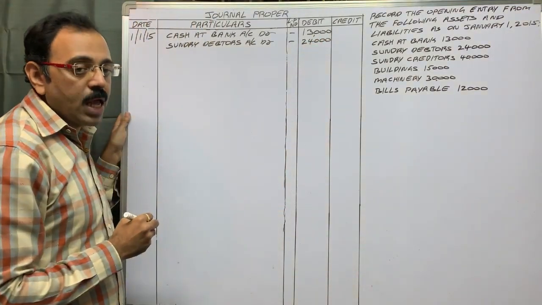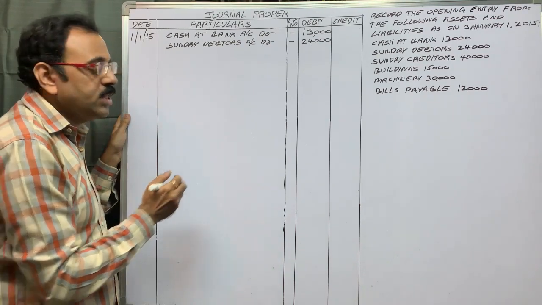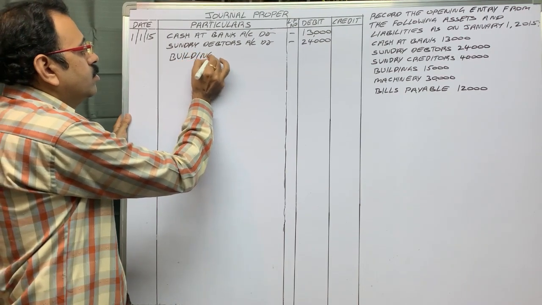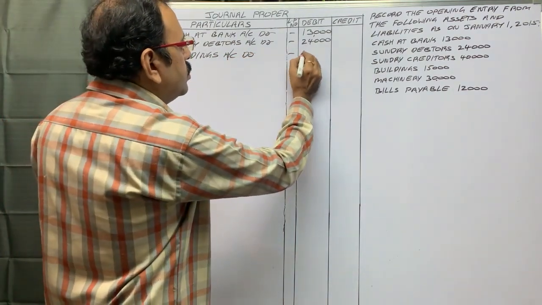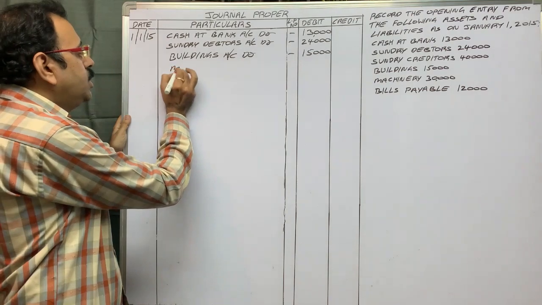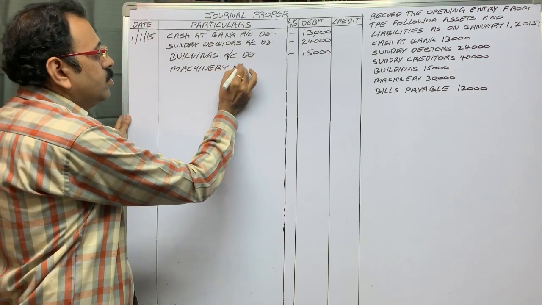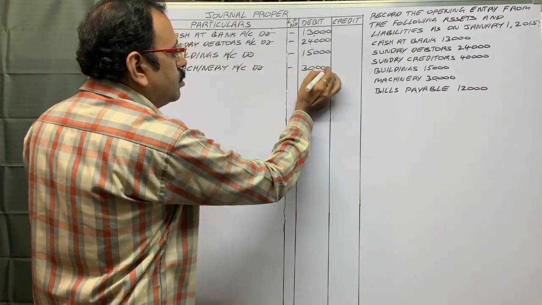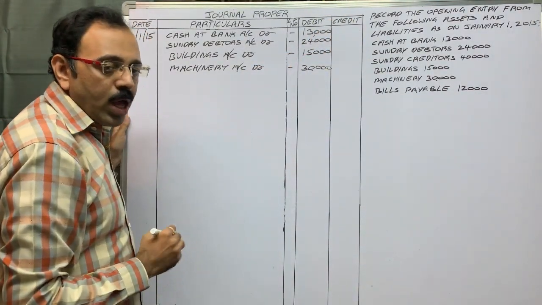Sundry creditors, it is a liability, so don't write in debit side. Then buildings, building is an asset, debit it. Machinery is an asset, debit it. Bills payable is a liability. Now all assets we have taken, come to liabilities.